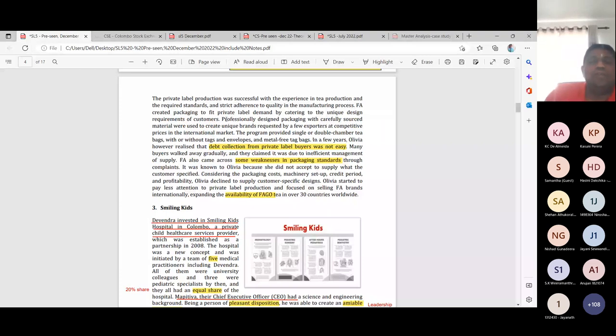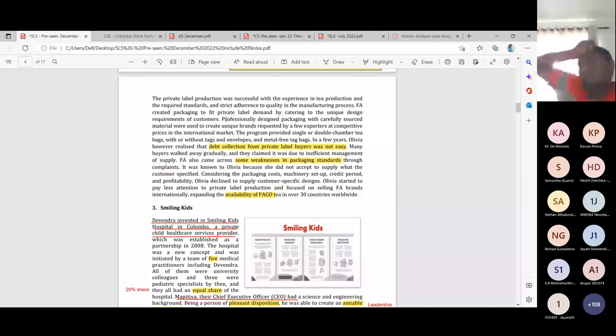FA created packaging to fit private label demand by catering to the unique design requirements of customers. Professionally designed packaging with carefully sourced material was used to create unique brand requests by a few exporters at competitive prices in the international market. The program provides single or double chamber tea bags with or without tags and envelopes, and metal-free tea bags. In a few years, Olivia realized that debt collection from private label buyers was not easy.